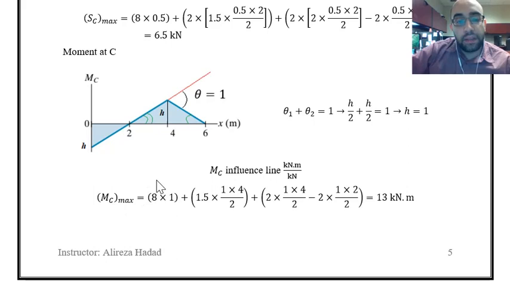Once you consider that, you can see how I calculated the maximum positive moment at C. That was a concentrated load of 8 kilonewton, so that 8 is multiplied by H, the place where it is applied. Then we had the live load of 1.5 kilonewton per meter. I have to apply that load in the positive region, so intensity of the load multiplied by area under the positive region, which is H multiplied by 4 divided by 2, the triangle.